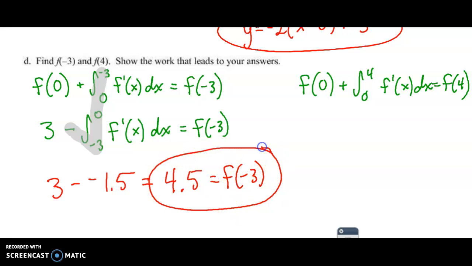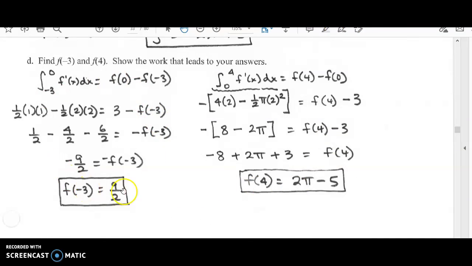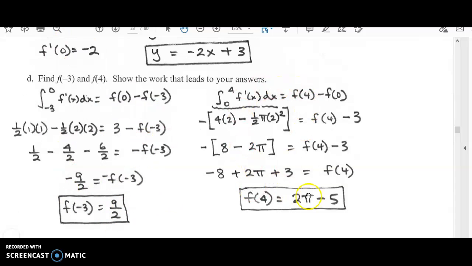I'm running low on time, but I don't want to make another video, so I'm going to jump to the answer key. He works it out slightly different, but gets the same answer there. And same thing here. So you may want to pause the video and try to work out f of 4 on your own, but then come back to this to see your answer.